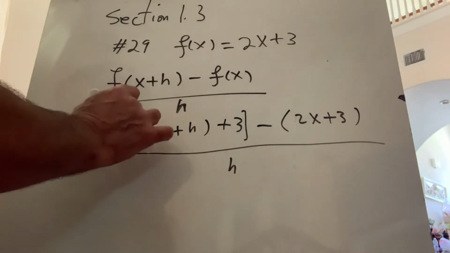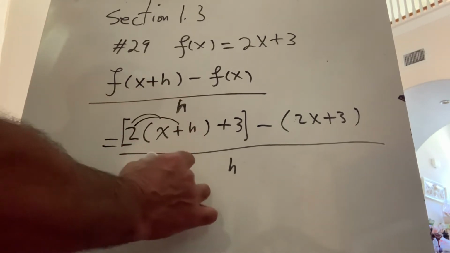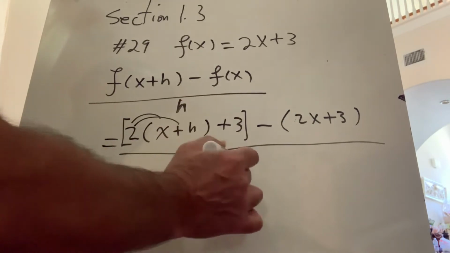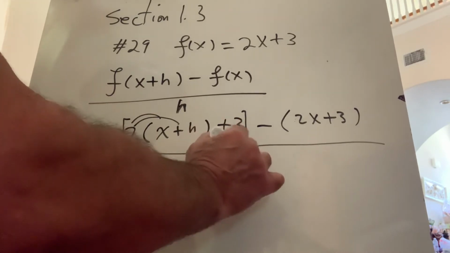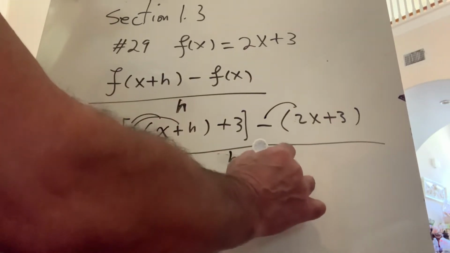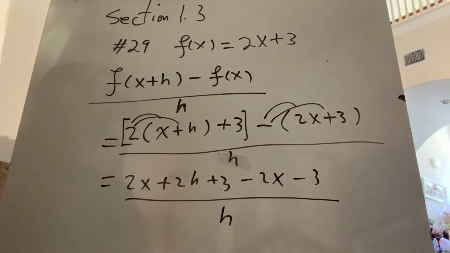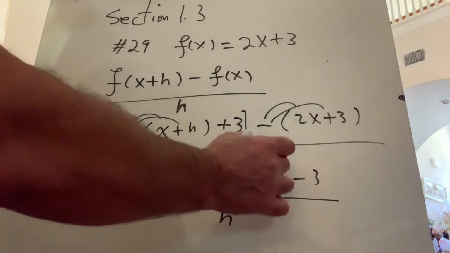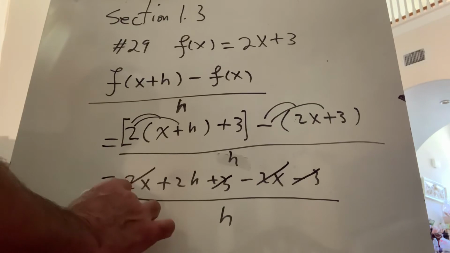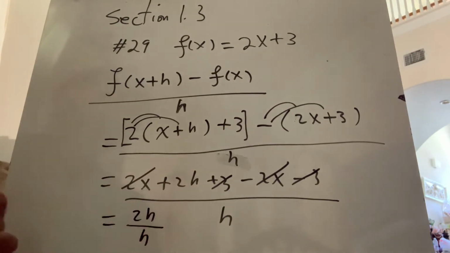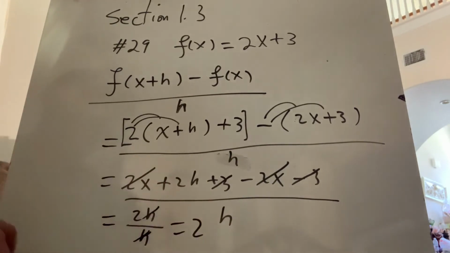I'm going to do some algebra here. I'll distribute the 2, so that becomes 2x plus 2h. Again, we still have the 3. And then minus, also we'll distribute the negative, so that becomes minus 2x, also minus 3, okay? And then all over h. So now, as you can see, the 2x cancels the negative 2x. The 3 cancels the negative 3. So all you're left with is just 2h over h. And of course, you can cancel the h's. So basically, your answer is 2.